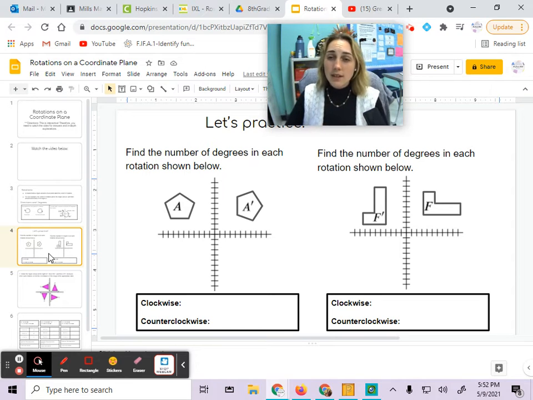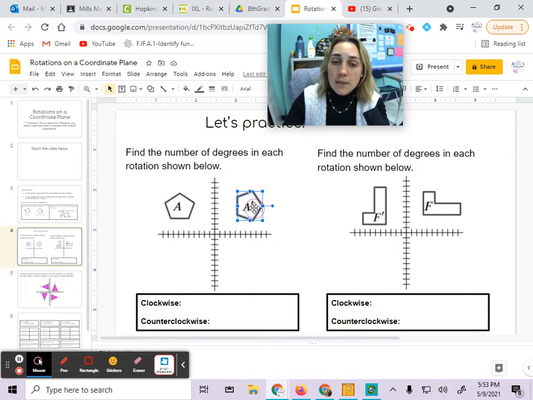I'm going to say clockwise a lot in this video, so you'll just have to deal with it. Let's look at our pre-image real quick. Here's our pre-image. Here's our image. We know that because it has the prime next to the letter. So we have our pre-image and we moved it over here to have our new image.